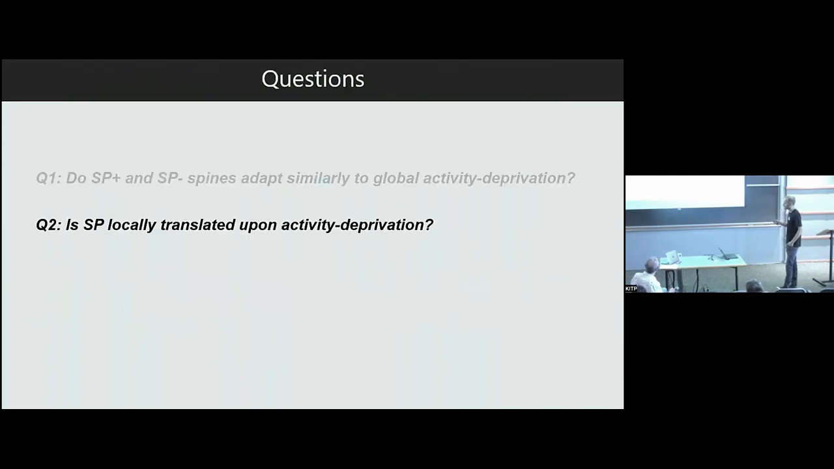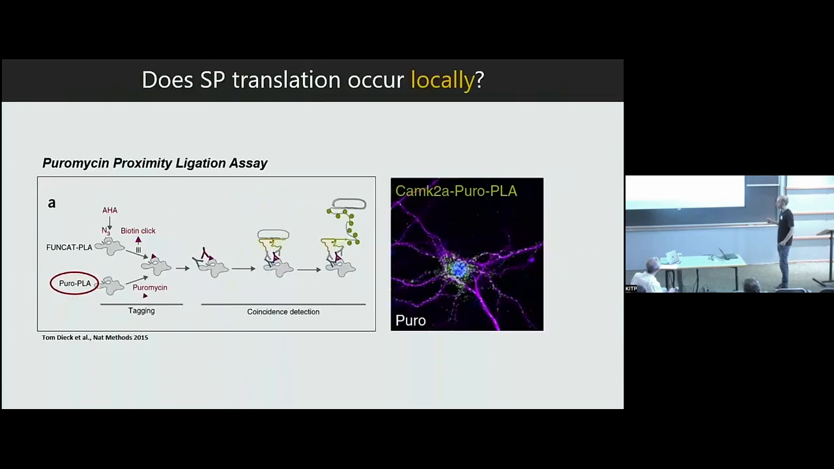Okay, so the next question was, is synaptopodin locally translated upon activity deprivation? Because it seems that we have synapses that become synaptopodin positive. Where is this synaptopodin coming from? To address that question, we used an assay. Yes? On a molecular level, what is regulating the synthesis of this synaptopodin? I will come back to that right after. But first we wanted to know where synaptopodin is synthesized within the neuron.